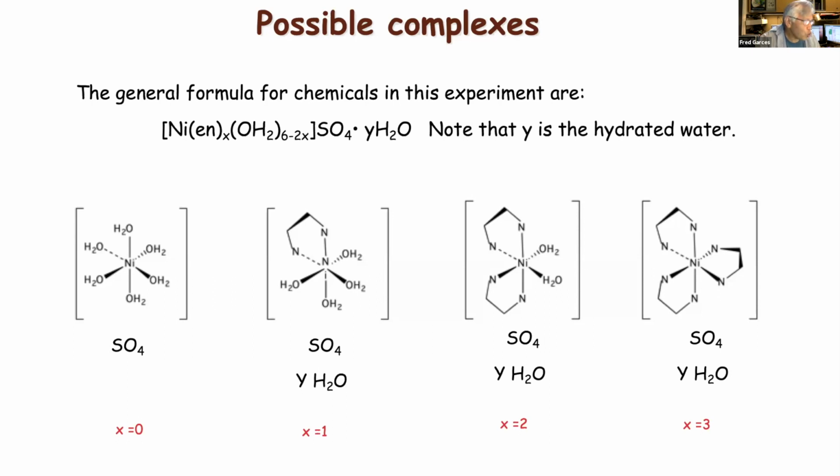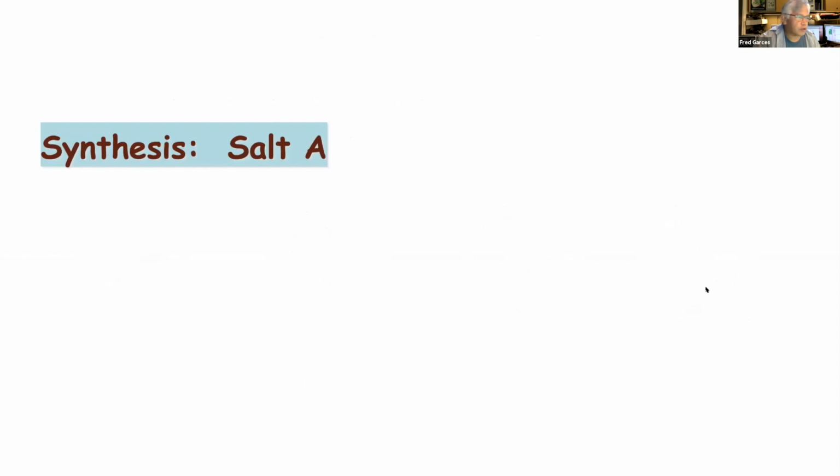So we need to account for that in your experiment by indicating there's Y amount of water, and Y is going to be a number like 3 or 4 or 2 or even 0 if it's completely dry. Okay, so this is the scheme I want you guys to remember in terms of why we use this generic formula. But then if we want to talk about a specific salt, like salt A would be X equals 1, it would be this guy. Salt C would be X equals 3, it would be this guy. So I'm going to the next slide.